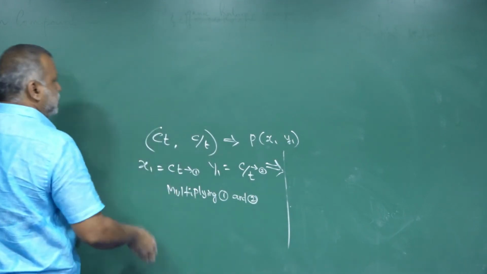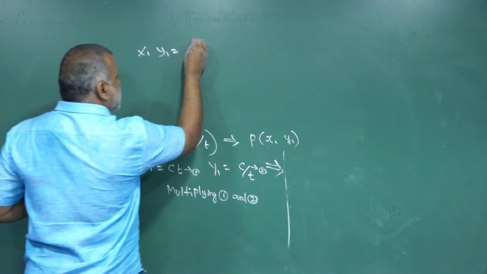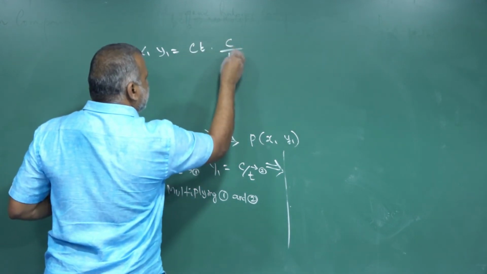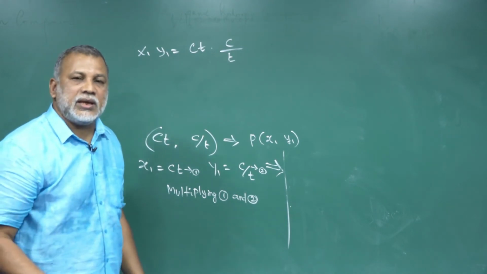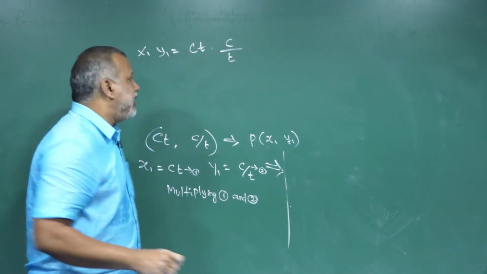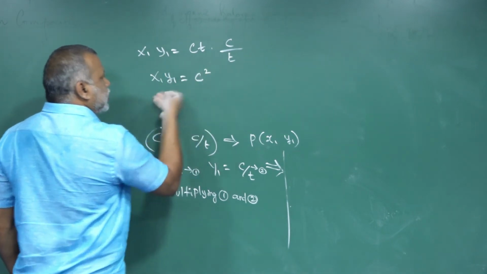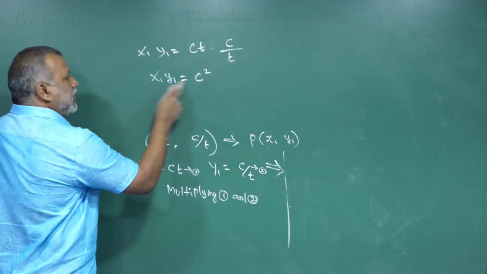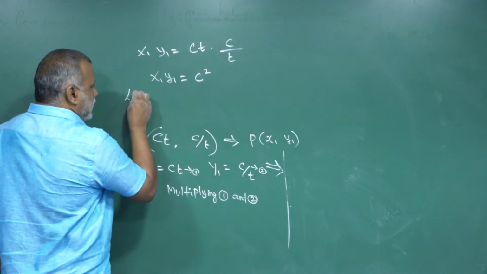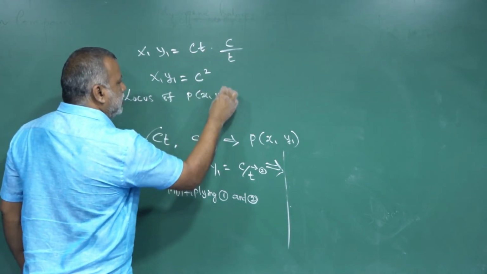So multiplying 1 and 2, the LHS is multiplied with x1, and ct times c by t, so t should be eliminated. The meaning of t is the parameter, so the parameter should be eliminated. Therefore we can get x1 y1 equal to c squared. The question itself gives the data that c is a constant. Therefore x1 y1 equal to c squared, and so the locus of P(x1, y1).